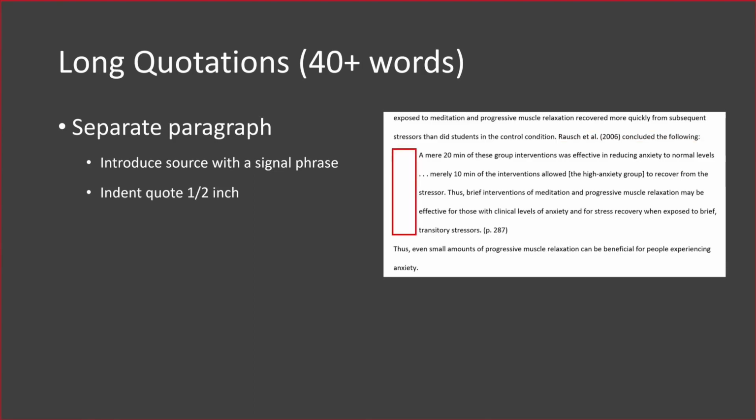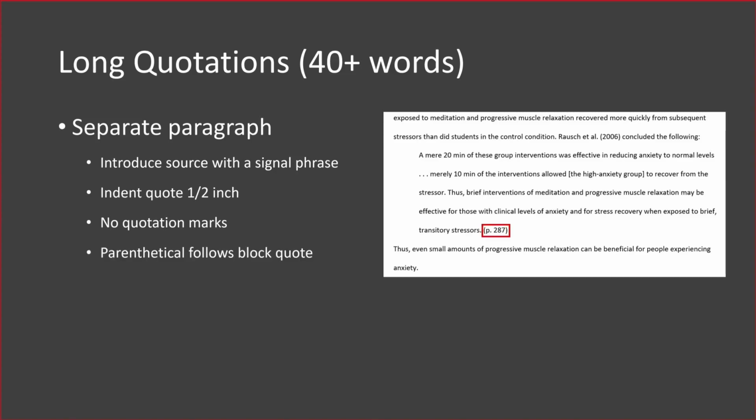Then the quote itself will be indented half an inch, so it would be like a normal tab. Then you'll notice that the quote itself also does not have any quotation marks. Finally, the parenthetical with the page numbers will follow at the end of the block quote. And then at the end, you'll notice the following text is not indented. That's so it doesn't look like it's a continuation of the quote from the previous line.